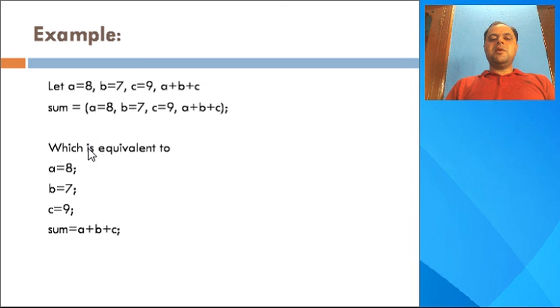This is equivalent to, if we don't use the comma operator, then we can also write this: 8 is assigned to A, 7 is assigned to B, 9 is assigned to C, and A plus B plus C is assigned to sum. So this is how the comma operator works.